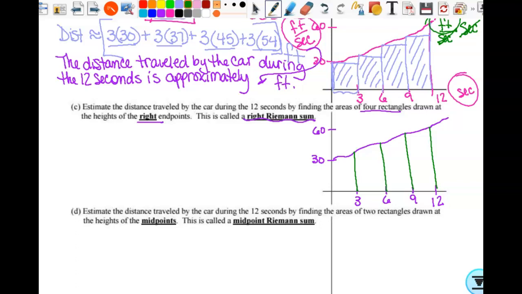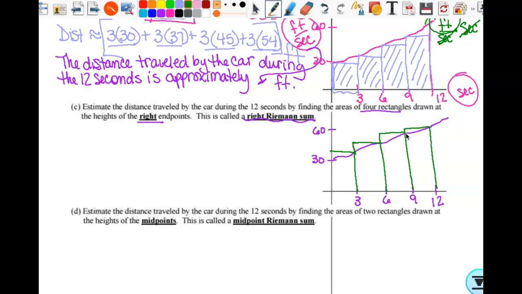But this time when I draw the top of my rectangle, these are right Riemann sums, like it's telling me what to do. That means in this interval right here, I start from the right-hand side and draw to the left. So when I'm at 6 here, I start here. I'm drawing to the left, but I'm starting at the right. It's about where you're starting, not where you're going to. And then your rectangles will look like this.